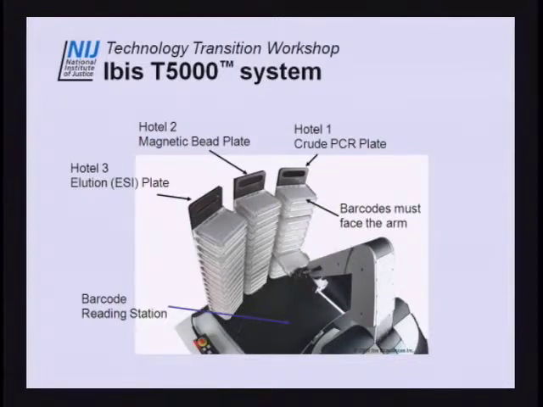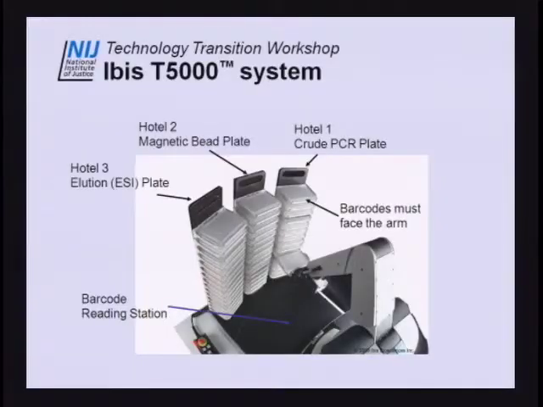We'll then have you guys load the T5000 from the tour. You know that there are 3 different hotels, one where you put your crude PCR, your magnetic bead, and your elution plates. The one key thing is that the barcodes must be facing the arm, because the arm will go and read the barcode and ensure that your PCR plate is registered and that your mag bead and elution plates are kit, which means they haven't been used, because you cannot reuse these, the mag bead or the elution plate. Those are truly consumable. They're used once and discarded.